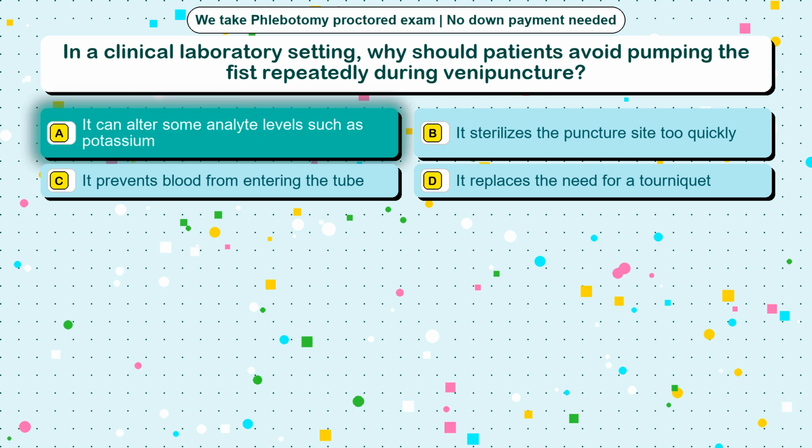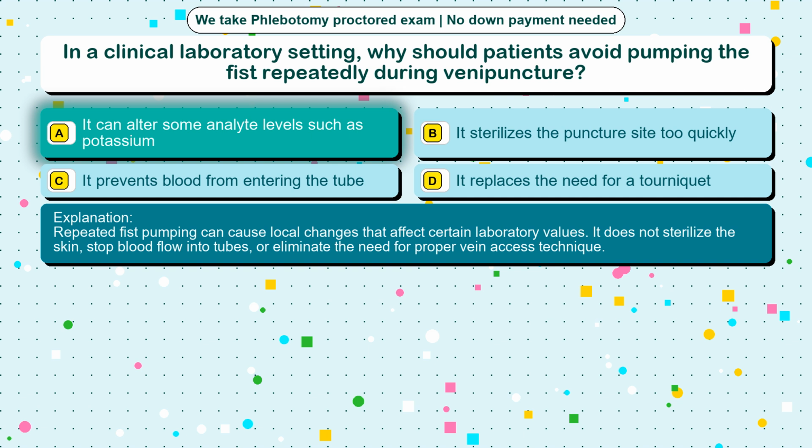The correct answer is option A, it can alter some analyte levels such as potassium. Repeated fist pumping can cause local changes that affect certain laboratory values. It does not sterilize the skin, stop blood flow into tubes, or eliminate the need for proper vein access technique.